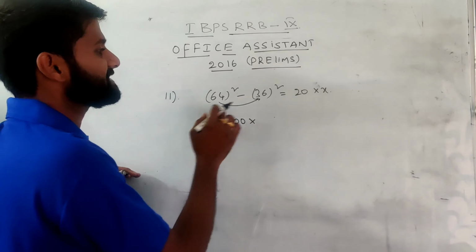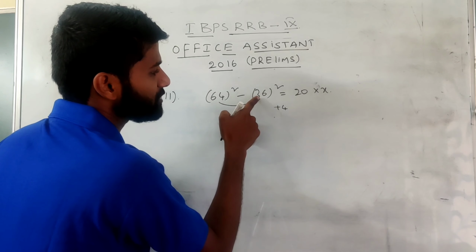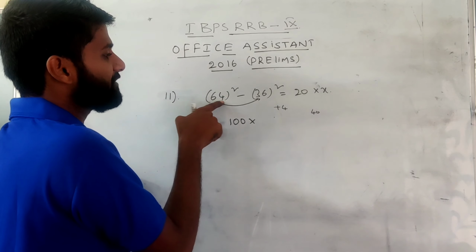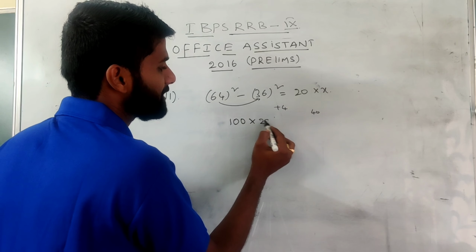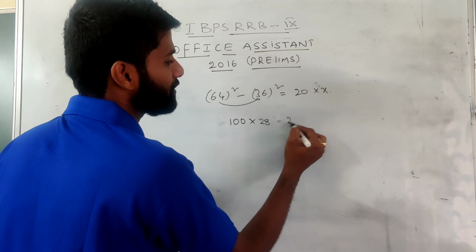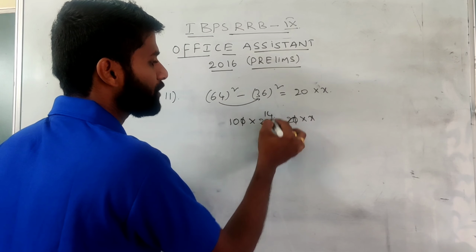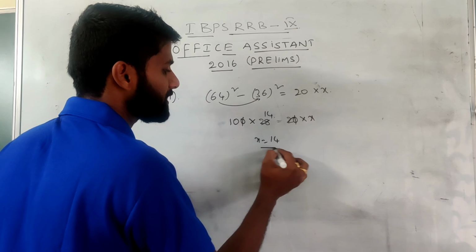64 minus 36 means, see, if you add 4, so 34 plus 4 will become 40. Again, with the extra 40 we have 24. 24 plus 4 value becomes 28. Exactly equal to 20 into x. Then the 0s cancel, and 28 becomes 14 times. Then x value becomes 14.